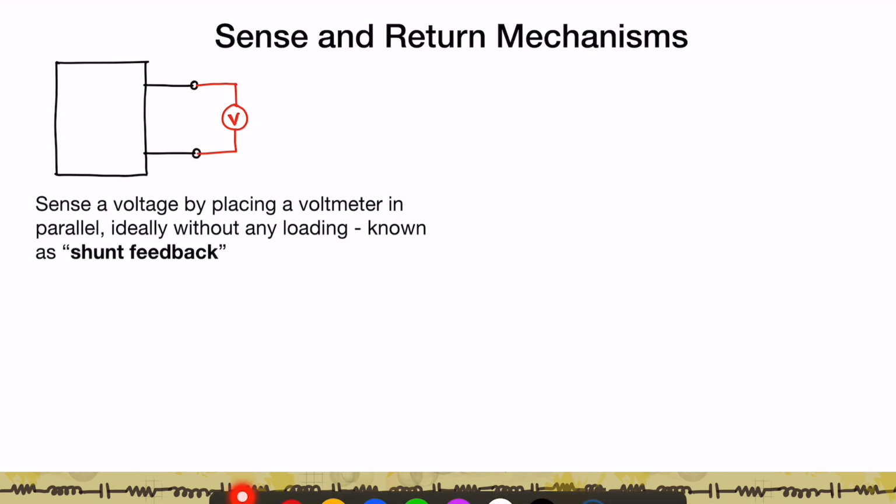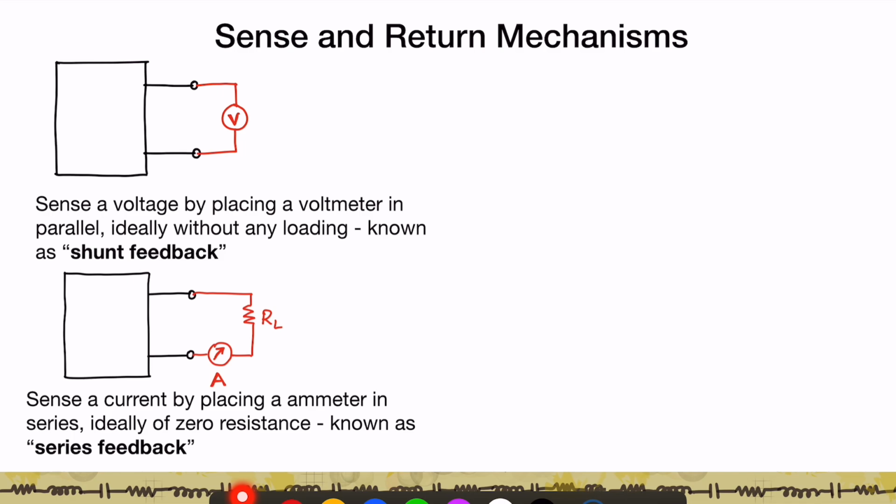So now, how do you sense a voltage? To sense a voltage, you want a circuit which works like a voltmeter. That is, it is connected in parallel across the two pins. And ideally, it should not load the output. So if this is your amplifier A, my feedback network should be like a voltmeter which does not load this output. And because this voltmeter is connected in parallel, this is known as a shunt feedback.